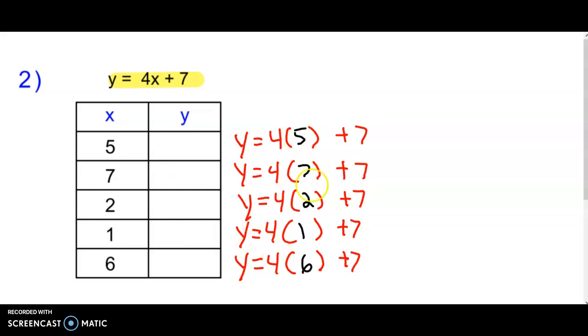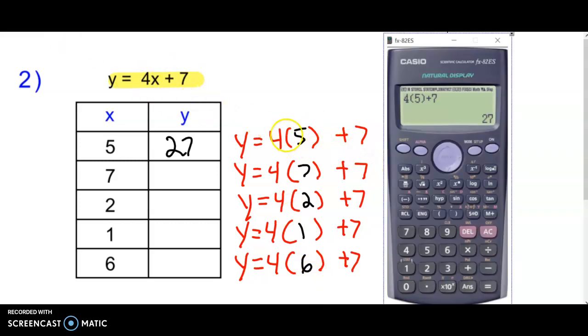Now that we have those in, what we're going to do is type these in the calculator. The first one I typed in, 4 times 5 plus 7. You can type the whole thing with the parentheses and everything, hit enter, and get 27. So you don't have to do the multiplication separately, 4 times 5 is 20 and then add 7. Just type the whole thing in the calculator, hit enter, and get 27.